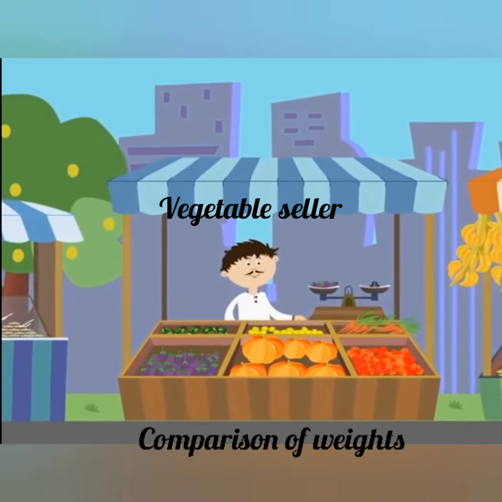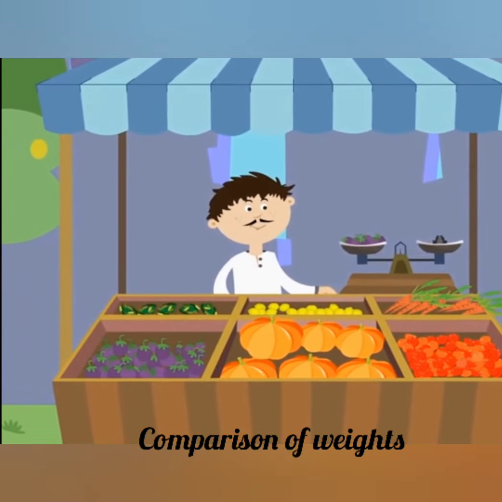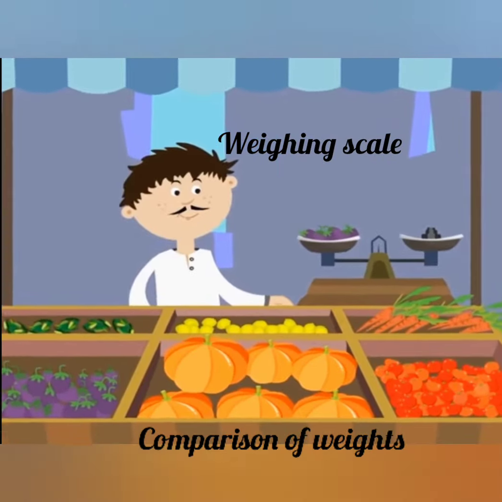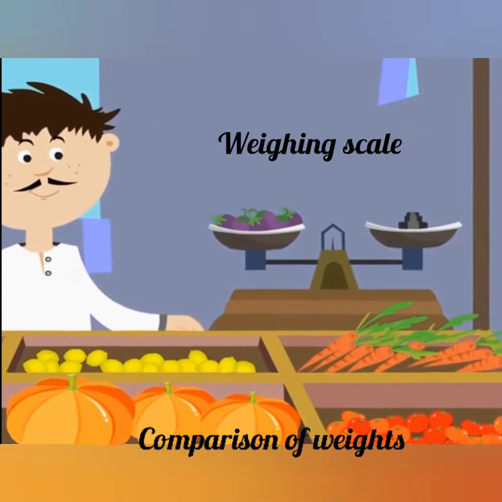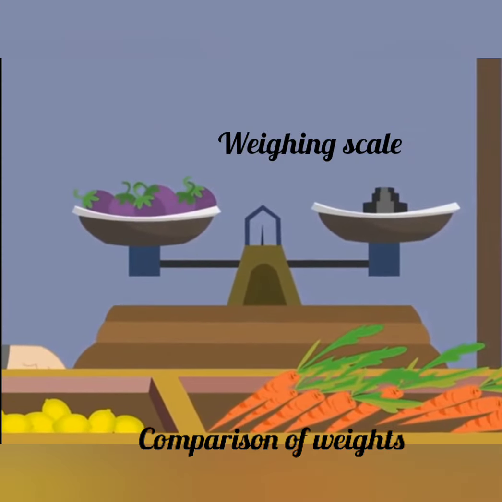Vegetable seller. He is selling some fresh vegetables. Come, let's learn about weight with the help of these vegetables. Look at this. This is a weighing scale. We use a weighing scale to compare the weights of two objects.